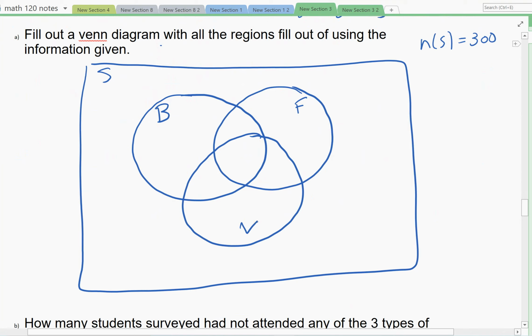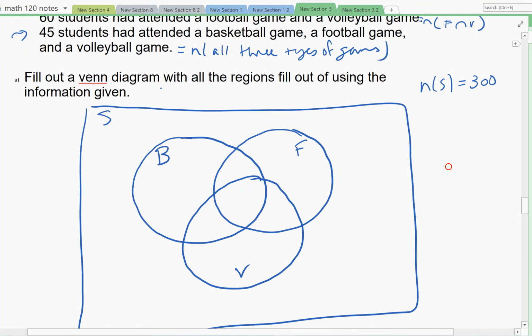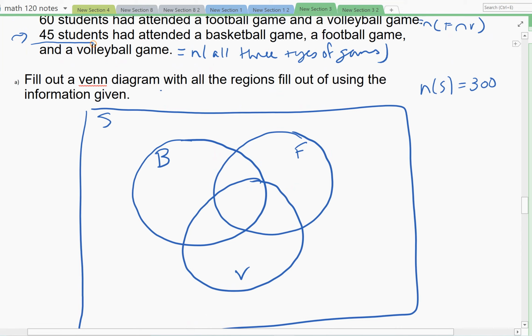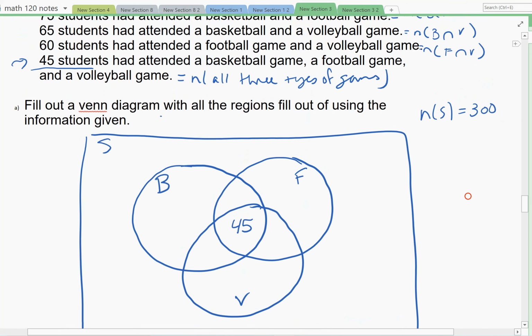They were basketball, football, and volleyball. And then we always start in the middle, just like with the 2-set Venns. Always start in the middle if we can. And we know the middle one, right? That's the 45 here. 45 students who attended all 3. So there's 45 students out of my 300 that are in all 3 groups. 45 students went to all 3 types of games. Then I'm going to work my way up.